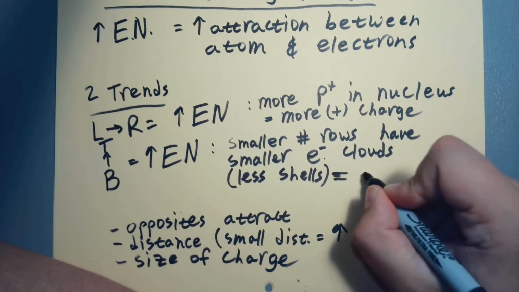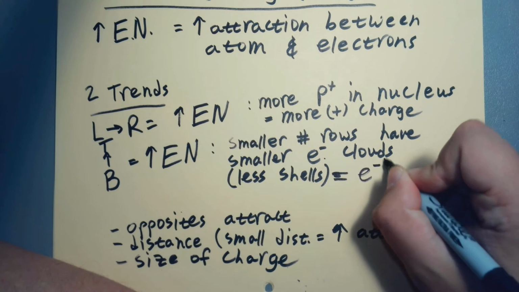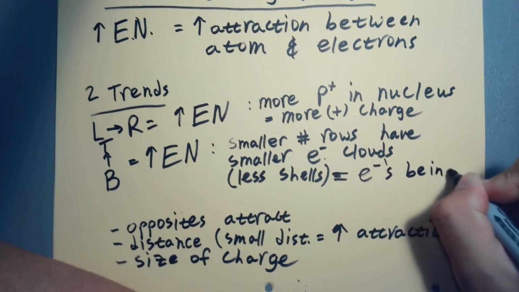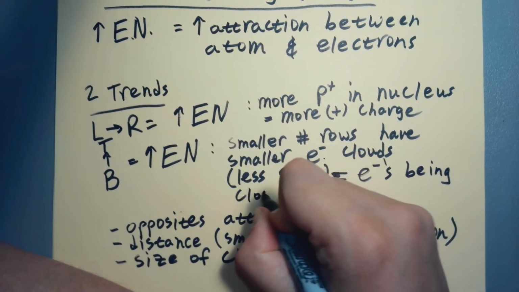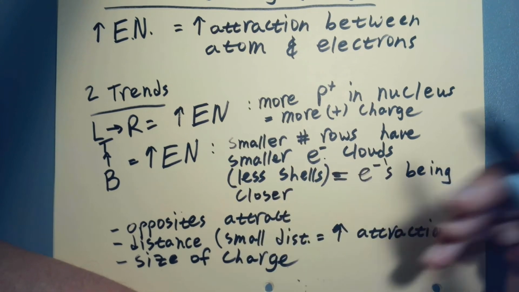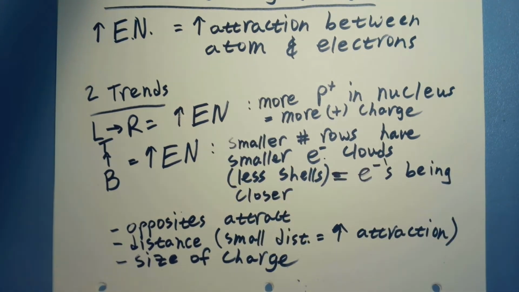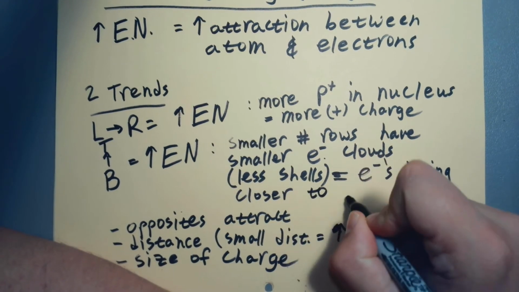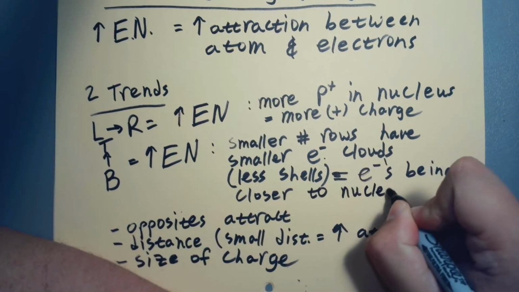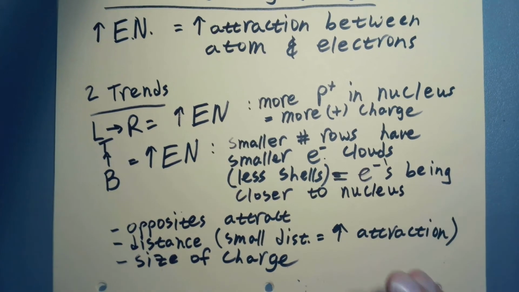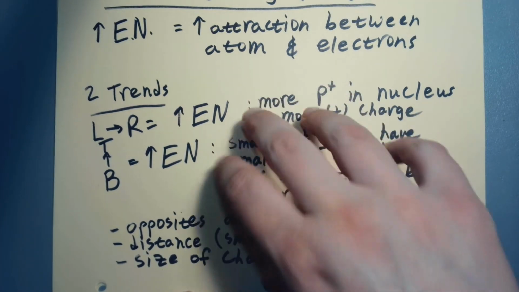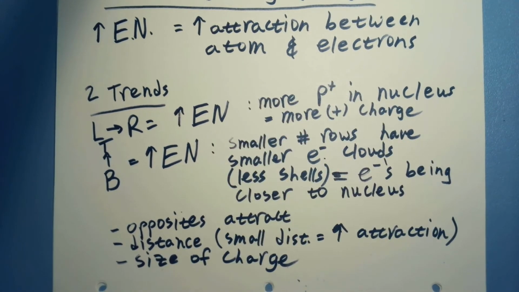This equals electrons being closer, and when I say electrons, really what I mean is valence electrons, by the way. Electrons being closer to the nucleus. And in addition, as they get further away, like I mentioned, you get that electron screening. You get the fact that there are other electrons blocking my view of the nucleus.